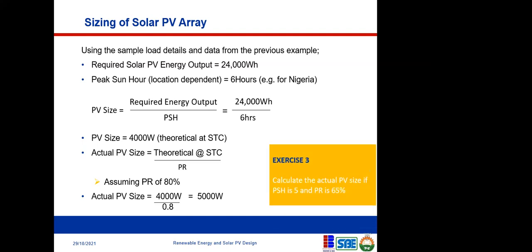So I think there is another exercise for us to do here, just a simple exercise. Calculate the actual PV size if the peak sun hour is 5 and the performance ratio is 65. Please let us quickly do this and post our answers. I'll pause the recording again. We'll have another 5 minutes, please.